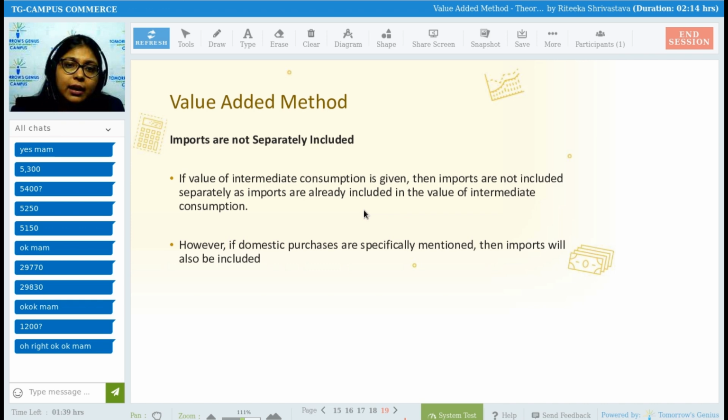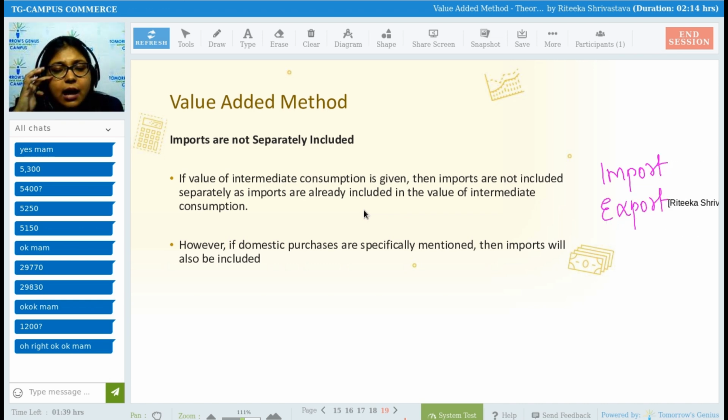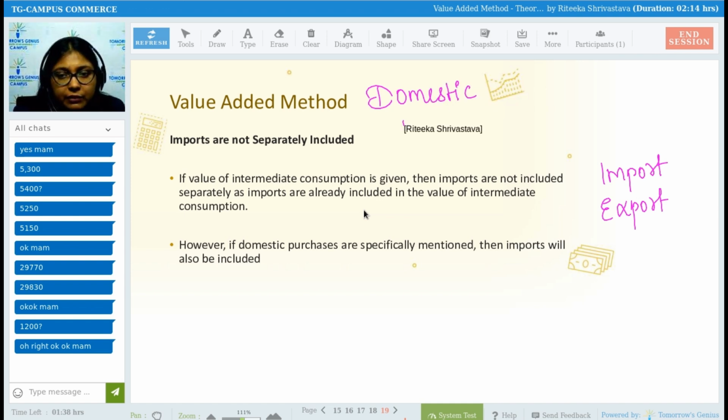Fine. Next important thing. While doing the value added method, you should know there are two terms, that is import and export. We know this, right? Since our country is an open economy, there are chances of importing and exporting goods and services from other countries. So whenever they give you just imports, then it's fine, you can take it as it is. But if they tell you domestic purchases, I will give you this in writing when we write the formula, but understand now also.